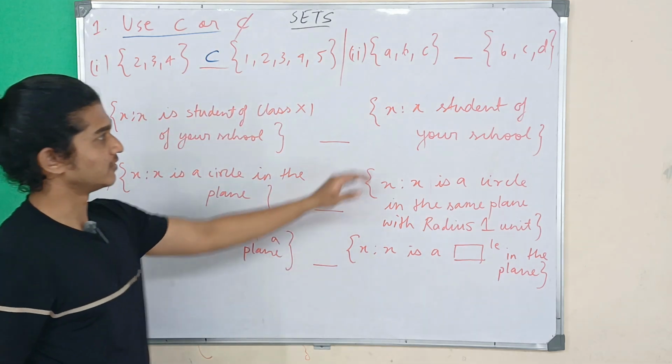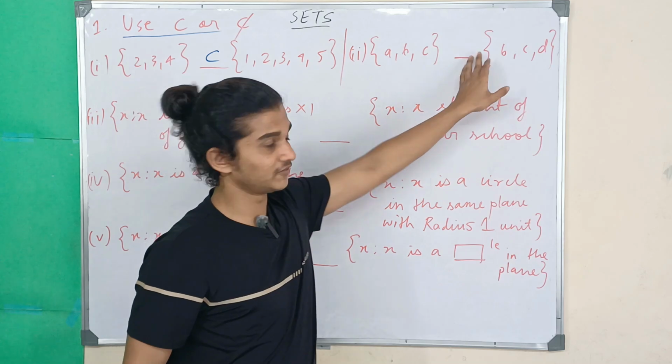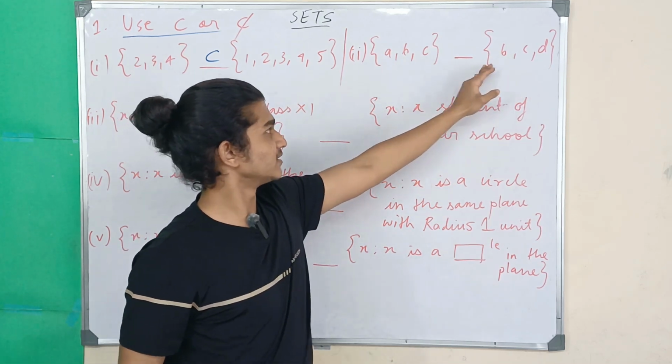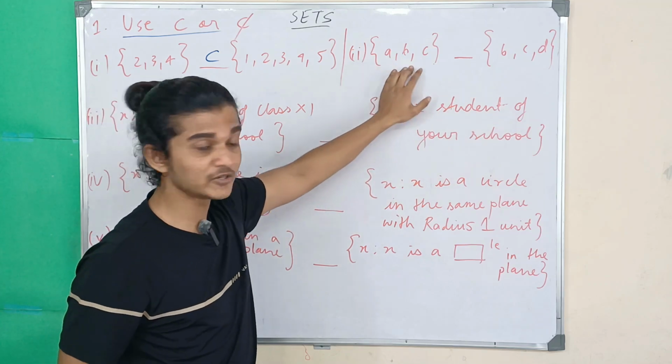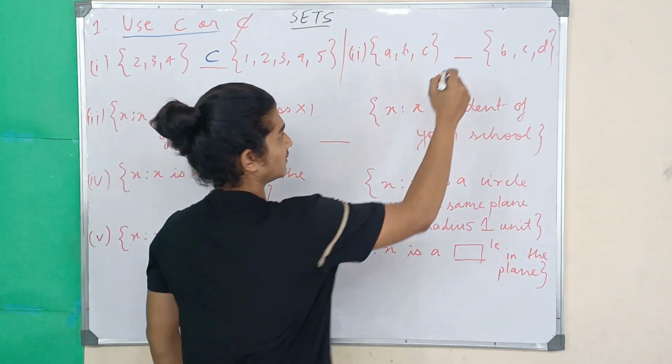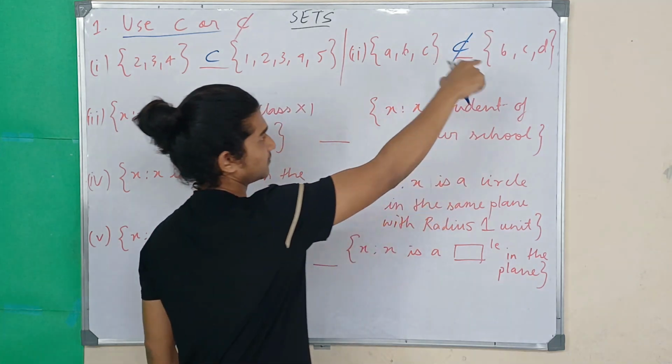That's all. The next one is {a, b, c}, whether it is a subset of this set. Is a there? No. Is b there? Yes. Is c there? Yes. So every single element should be there. If even one single element is missing, then it is not a subset. So that's why I can say this is not a subset of that set.